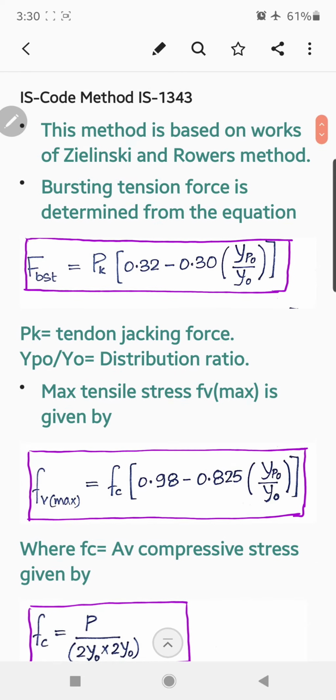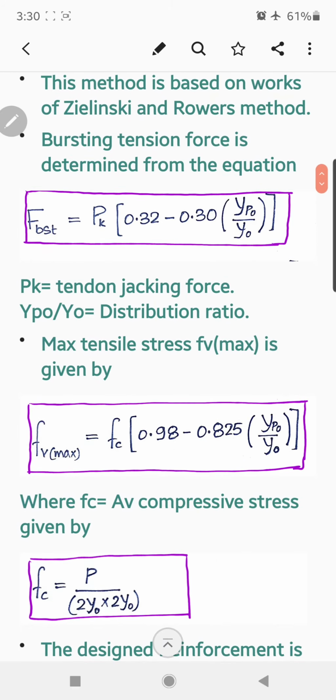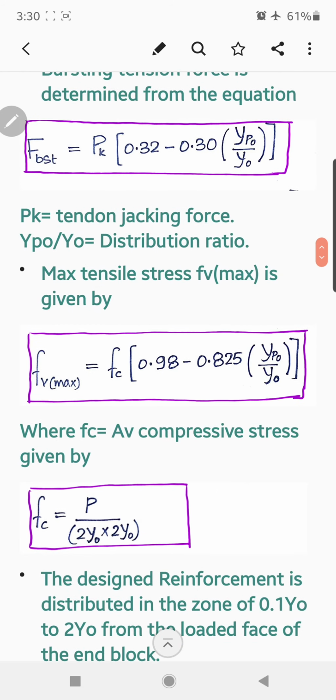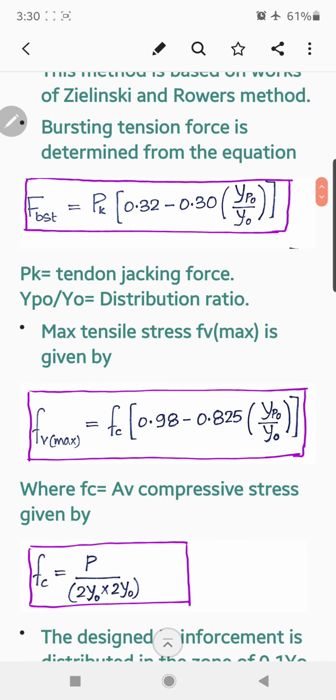The bursting tension force FBST is equal to PK into bracket 0.32 minus 0.3 YP naught by Y naught, as against 0.48 minus 0.4 earlier. Only these fractions are changing. Here Pk is the tendon jacking force, and Yp naught by Y naught is the distribution ratio. The maximum tensile stress is Fc into 0.98 minus 0.825 Yp naught by Y naught. That equation remains the same as in Zielinski. Only FBST is changing here.